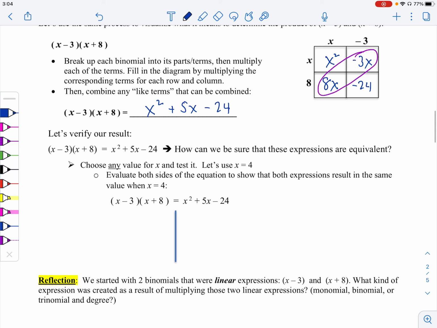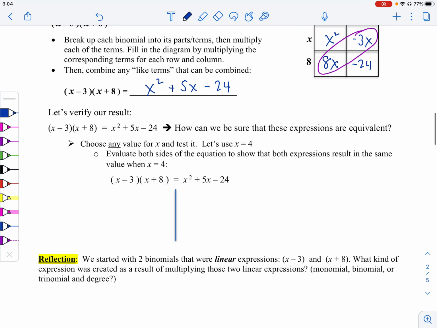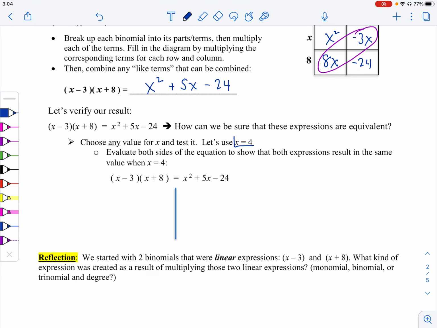Okay, so this one, we use x equals 4 to check our answer. So let's try that. So we got 4 minus 3 and 4 plus 8, right? We're substituting 4. We have 1. This is 12. So 1 times 12, 12.